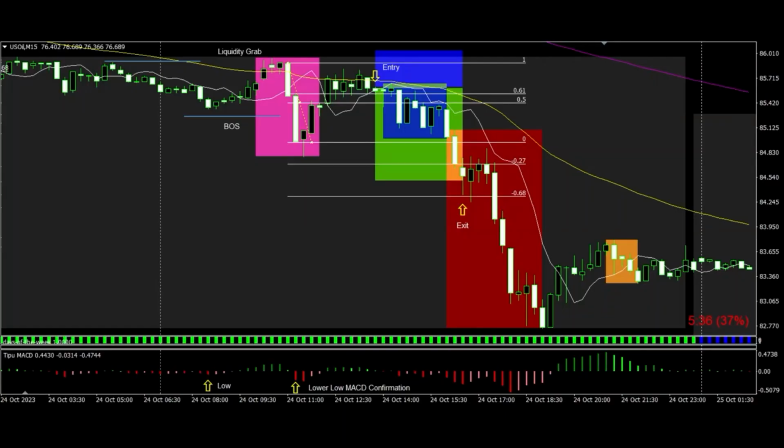Sell trades. Here is an example of a sell trade. There was a liquidity grab above this swing high. And when you're looking at swing highs, you have to look at the highest candle that has one candle to the left and one candle to the right that is lower. That is considered a swing high.